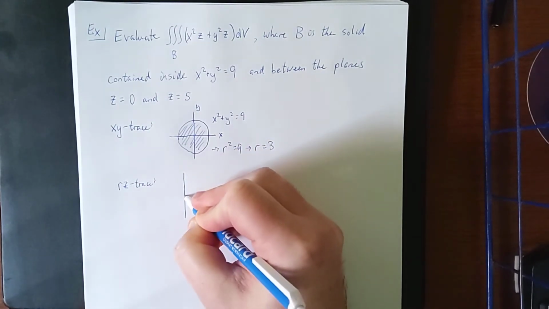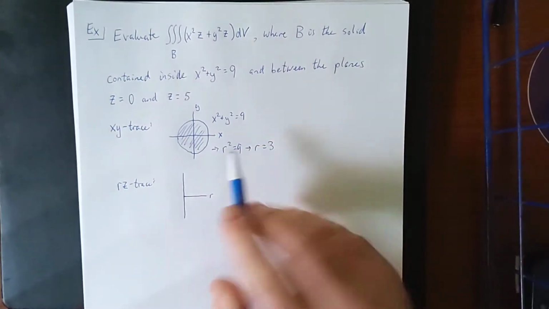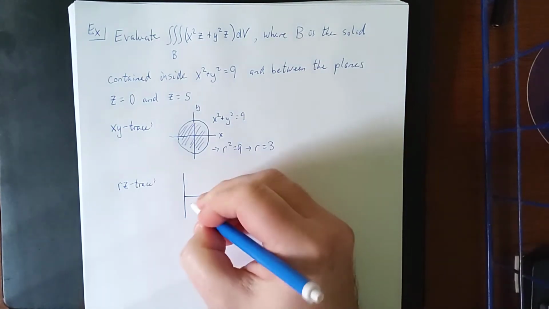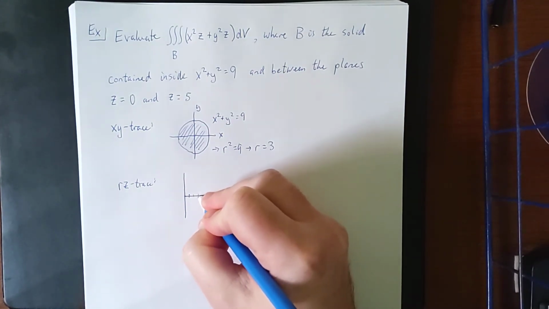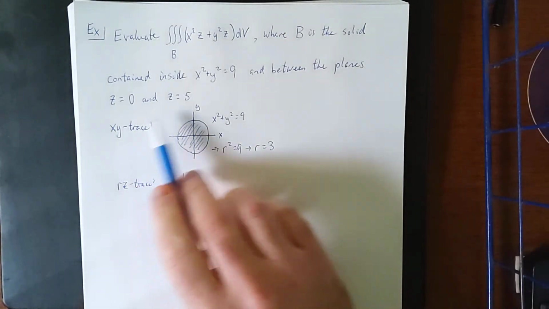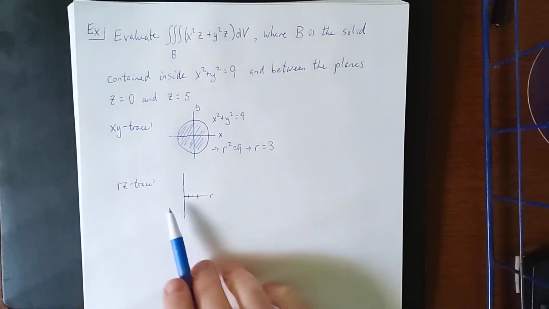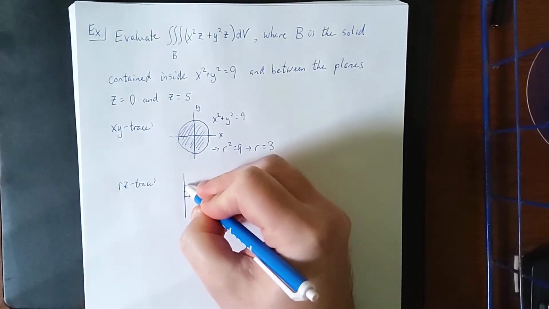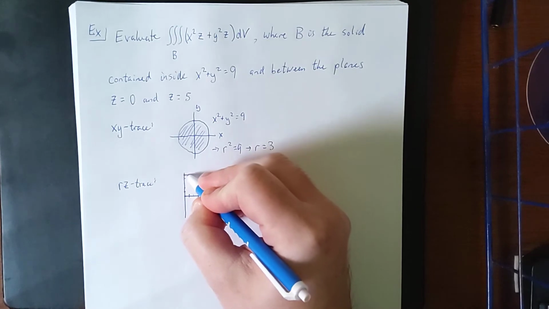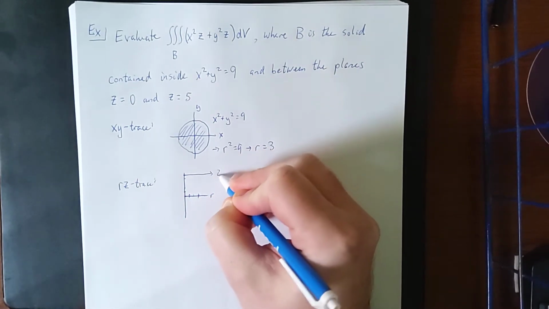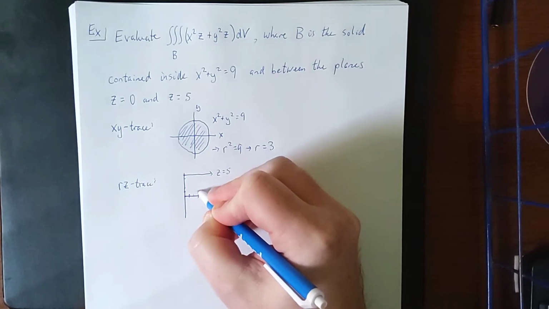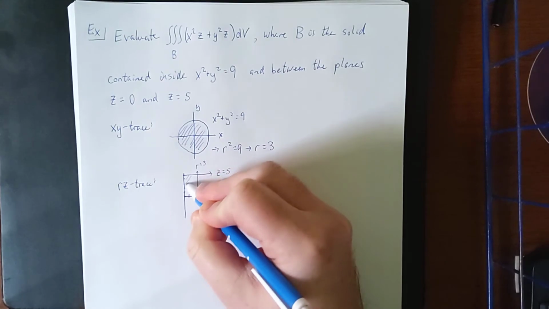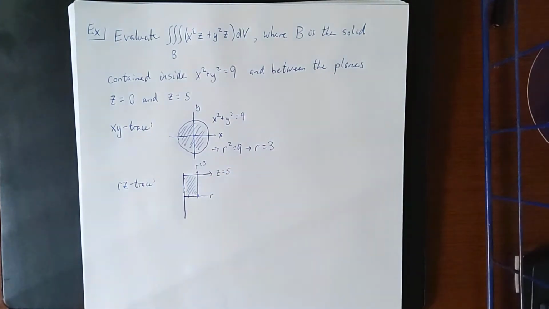Now for the rz trace, what we have established is that this cylinder lies between r equals 0 and goes out to r equals 3. So 1, 2, 3. z equals 0 and z equals 5 in the rz trace will look like horizontal lines. So z equals 0 would be the r-axis, and then 1, 2, 3, 4, 5. That'll be z is equal to 5. And here is r equals 3. So the region in question would be this rectangular region right here.